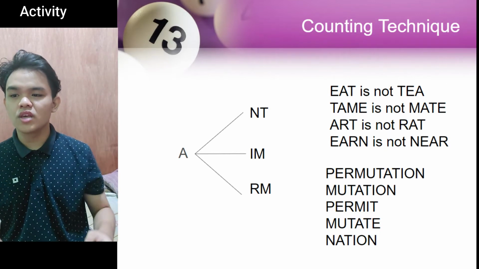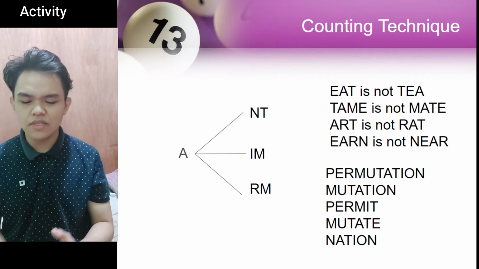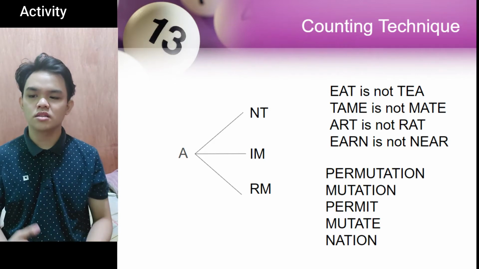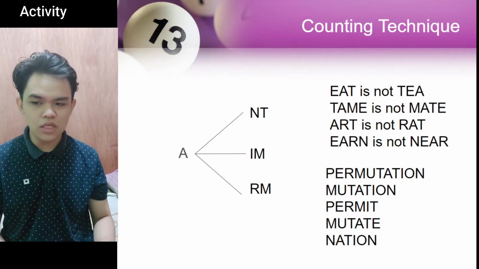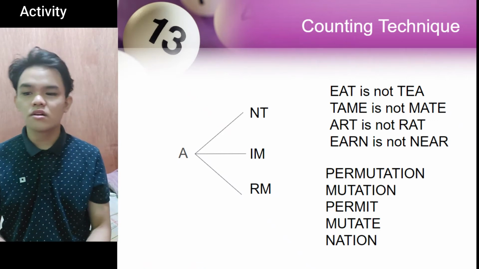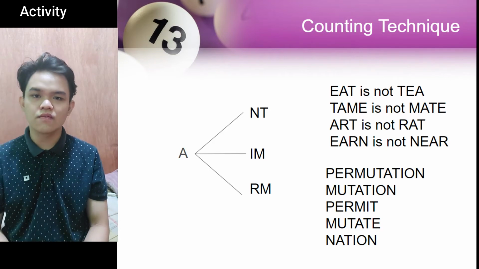Like for example, you gave the words eat, tea, tame, mate. They have the same exact letters, but they are not the same words. Eat is not tea, tame is not mate, art is not rat, earn is not near. And here are the other examples you gave.